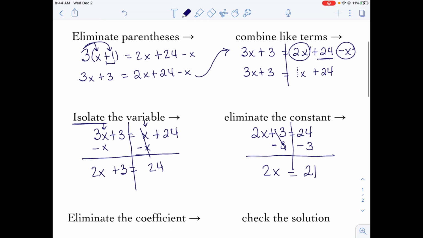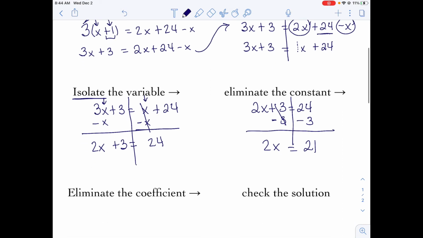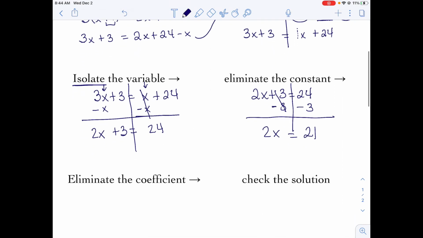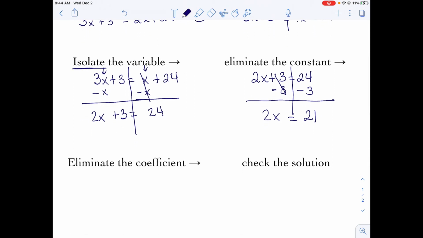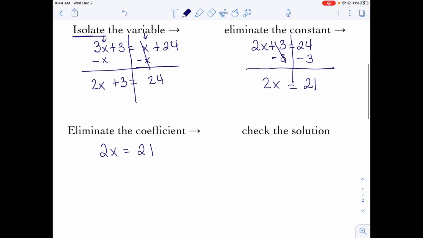Now, what I'm left with here is saying 2x is equal to 21. That means 2 times whatever the value of x is gets me 21. So I need to now find out what that x is worth by eliminating the coefficient. Remember, coefficient is the number beside your variable. So to do that, this 2 times x is being multiplied. So to undo multiplication, I divide. I divide by whatever my coefficient is. So I'm dividing by 2.